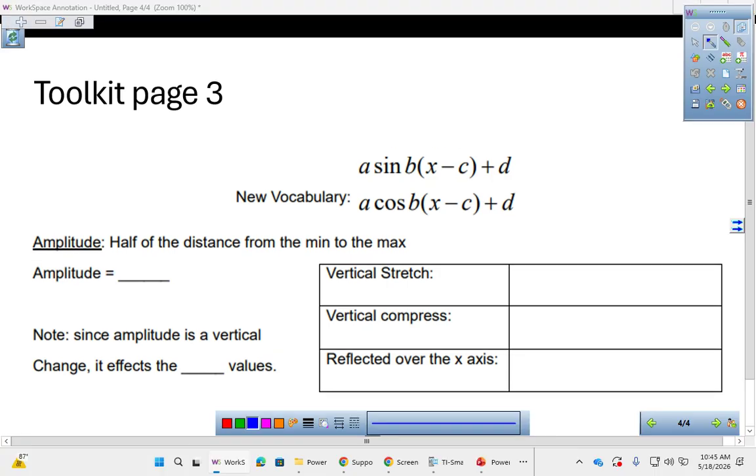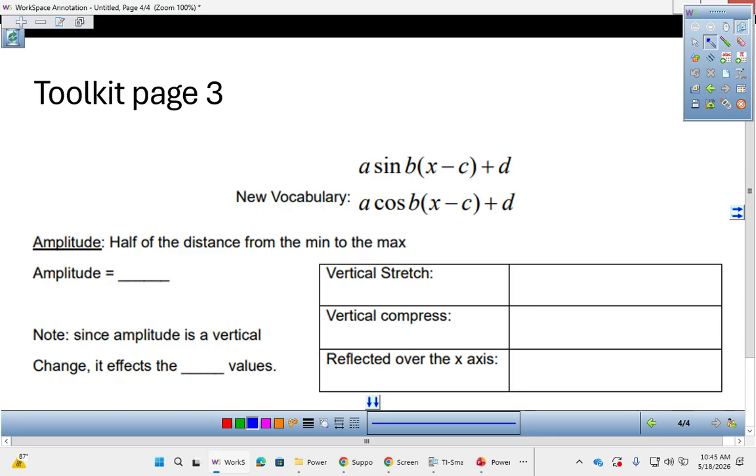In an equation, we're going to do 4 different things in this unit. The A will do something to the graph, the B will do something to the graph, the C will do something to the graph, and the D will do something to the graph. Amplitude is the A. So if I say, what's the amplitude of the graph, all you have to do is look at the number in the very front. Amplitude is A, right? If I'm using that general equation.